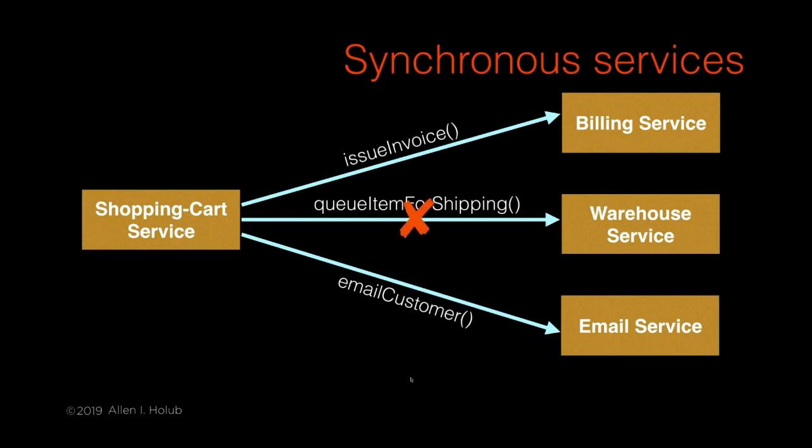Well, what do you do in that situation? Well, you can call the billing service, but the shopping cart service can't get to the warehouse service. It might try multiple times, but eventually it might just give up. So we have a big problem here with consistency.